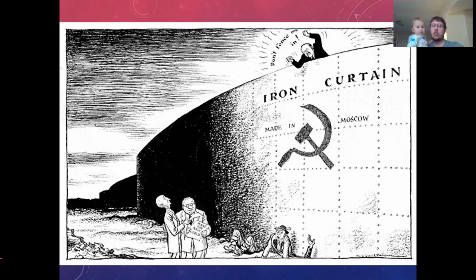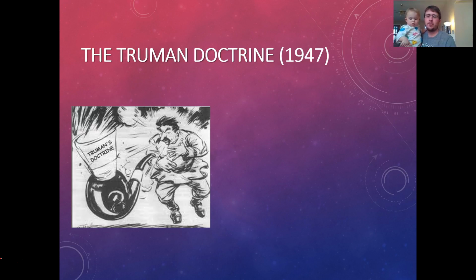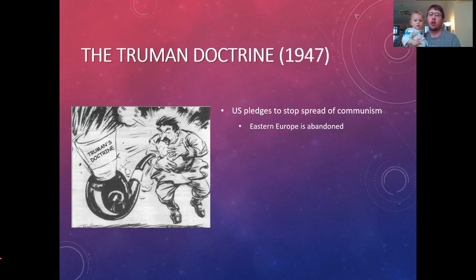So this is going to start to change attitudes in the United States about how the American government is going to approach communism. And it starts with what's called the Truman Doctrine. 1947, Truman Doctrine, also called containment. Containment, C-O-N-T-A-I-N-M-E-N-T, looking to contain communism. The pledge is to stop the spread of it. But with that, Eastern Europe is abandoned.